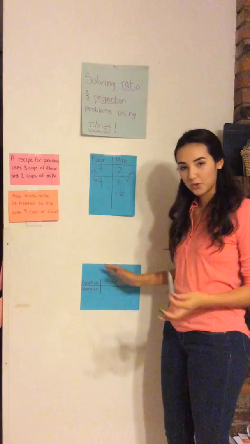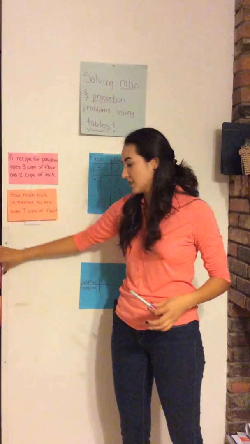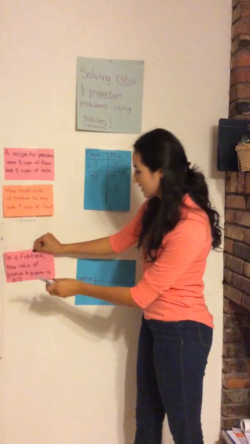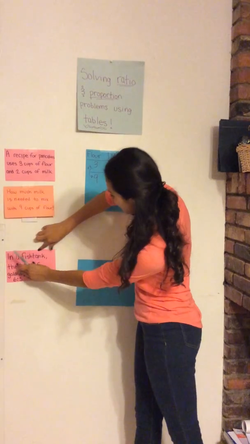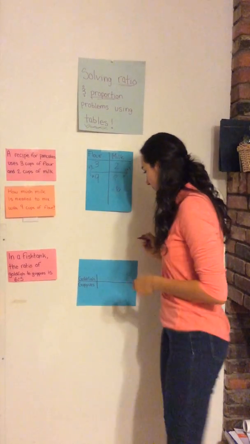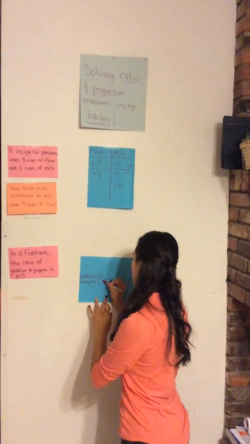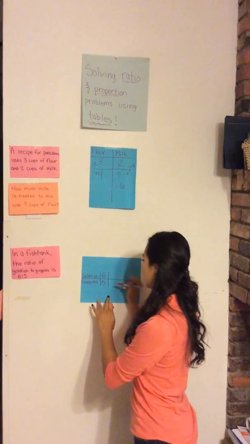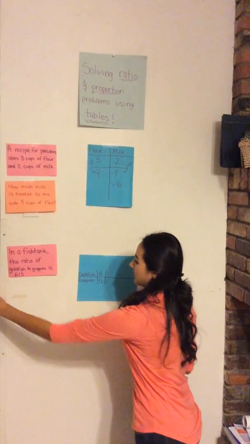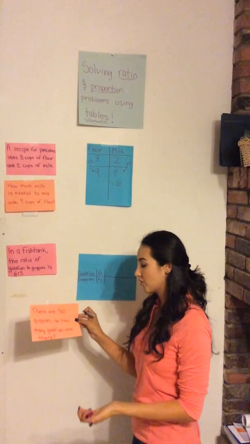Okay, so in this next example, we're going to do a little bit different. We're going to do goldfish and guppies, and we're going to solve in a different way using division and multiplication. So in a fish tank, the ratio of goldfish to guppies is 6 to 5. We have 6 goldfish to every 5 guppies. Okay, so next, there are 30 guppies, so how many goldfish are there?